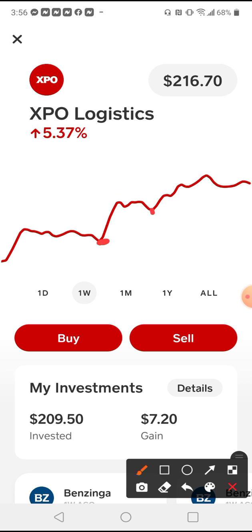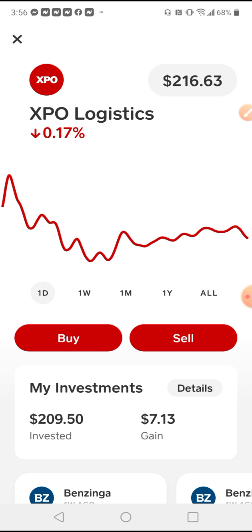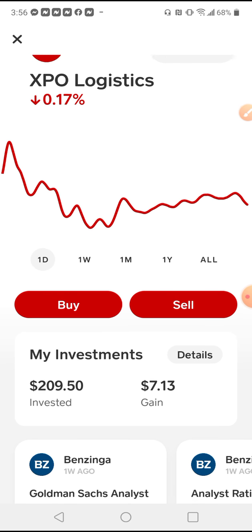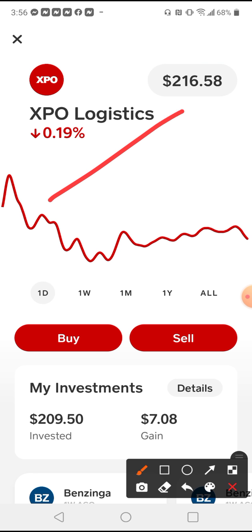Connect the bottoms. All right, connect the bottoms. When you connect the bottoms, the line goes up. All right, so consolidation, uptrend. When it comes to these three things that happen: you get an uptrend, you get a downtrend, and you get consolidation.